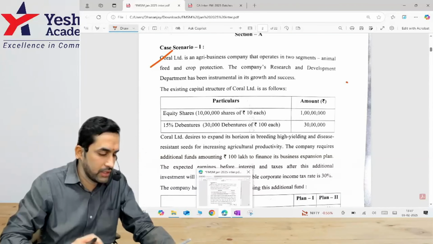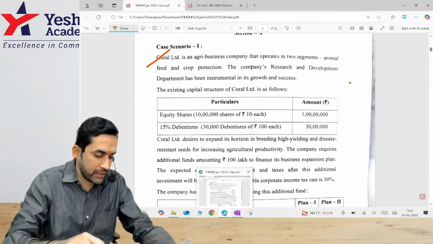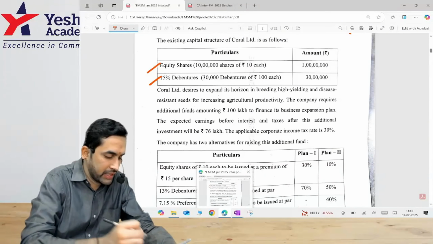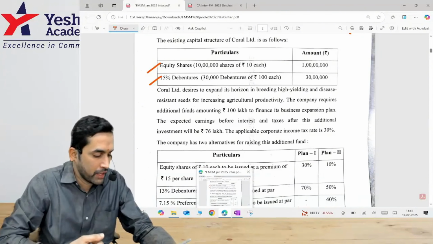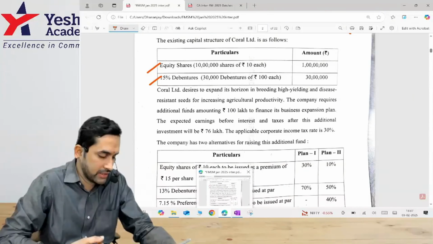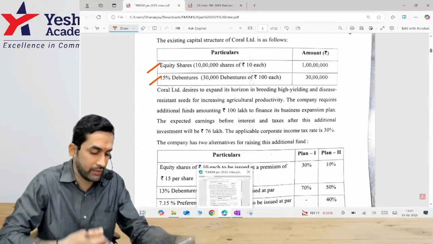Coral Limited is an agribusiness company that operates in two segments, animal feed and crop protection. The company's R&D has been instrumental in its growth and success. Existing capital structure: equity and debentures, both. Coral Limited desires to expand its horizon in breeding high-yielding and disease-resistant seeds for increasing agriculture productivity.